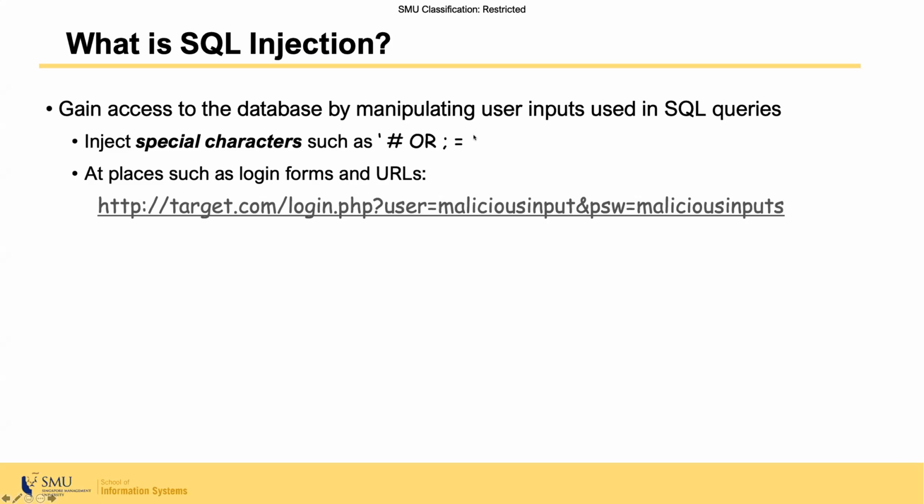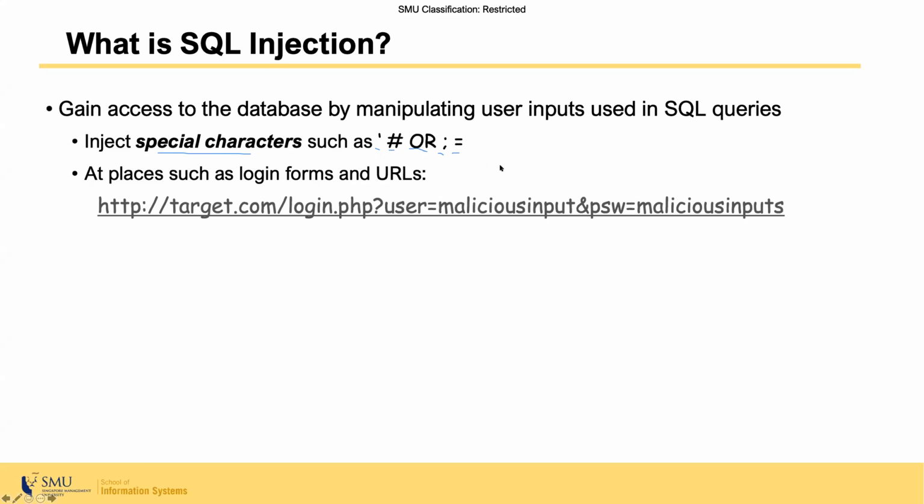Earlier, I stated that in SQL injection, special characters are included. Special characters are single quotes, double quotes, hash, SQL keywords like or, and so on. And other special characters include semicolon, equal, and so on. So what are those special characters?